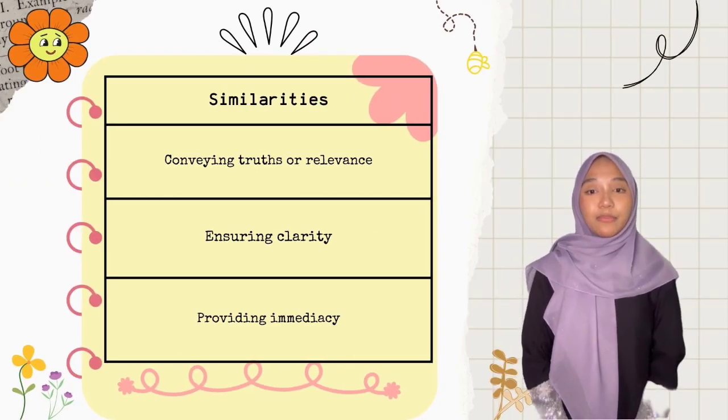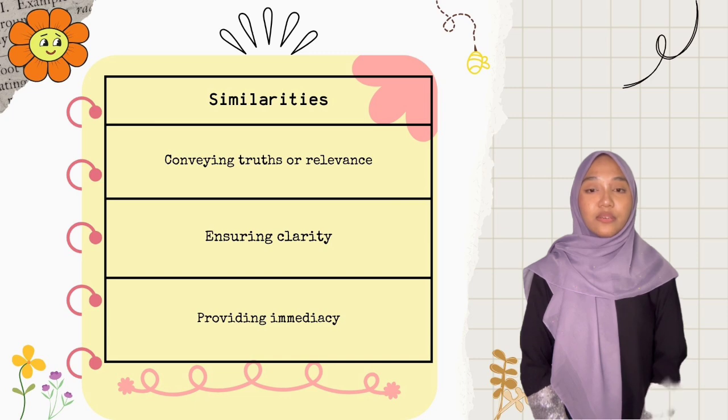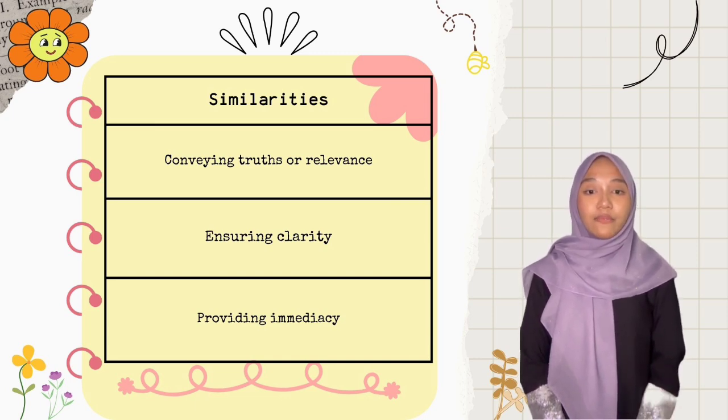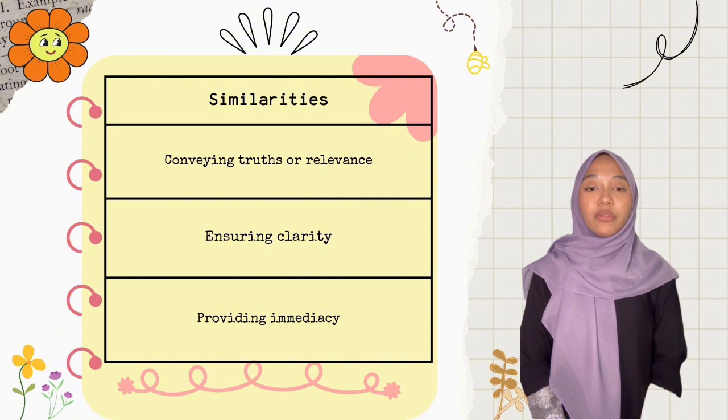Let's begin with the similarities. The present simple tense serves three key purposes across all contexts. Let's look at the first one, conveying truth or relevance. In every context, the tense communicates facts, generalization, or observation clearly.